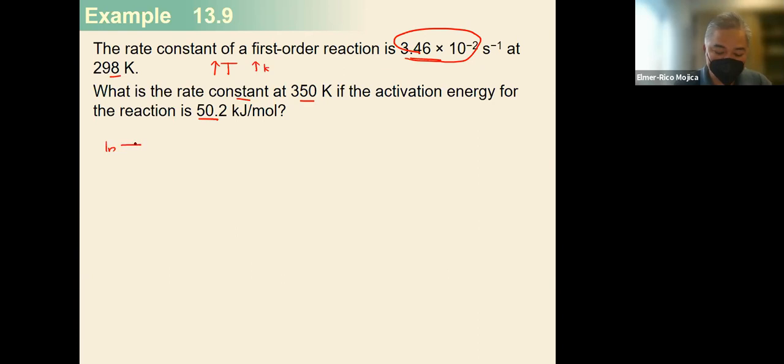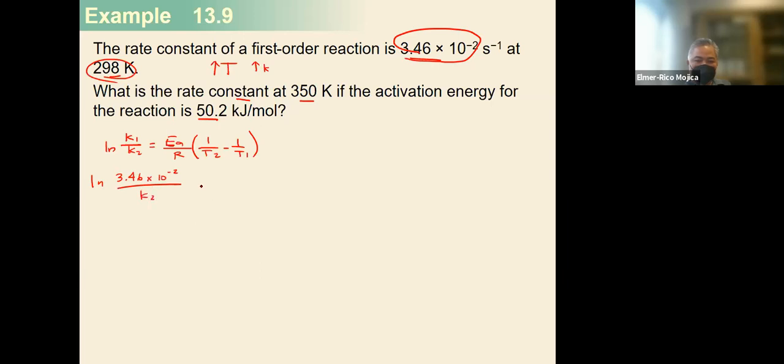Now, if we're going to solve this problem, we just follow what we have. So we can put here the ln of K1 over K2. And then if you follow the equation that we have there, so this is Ea over R, and then you have 1 over T2 minus 1 over T1. And you don't have to convert this to K because they're already in K. So all you need to do is plug in the given values that you have. And what's the R that we use here? Okay, since we have joules, you have here 8.314 joules per K mole. So all you need to do is we have to multiply this with 1000. And then this will be 1 over. So this is 350, right?